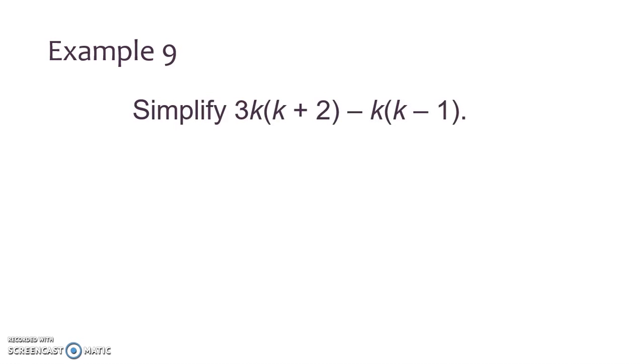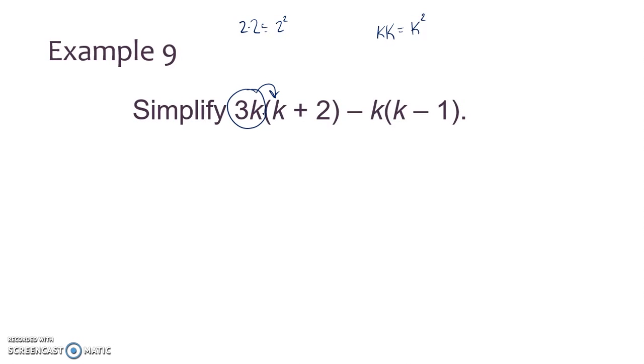Example 9, again, we're going to have to distribute. This time we really need to pay attention to the way they're distributing with these extra variables. So we have 3k times k. Well, what would k times k look like? It looked like, what if we had 2 times 2? Well, that would be the same as 2 squared. So k times k is going to be k squared.